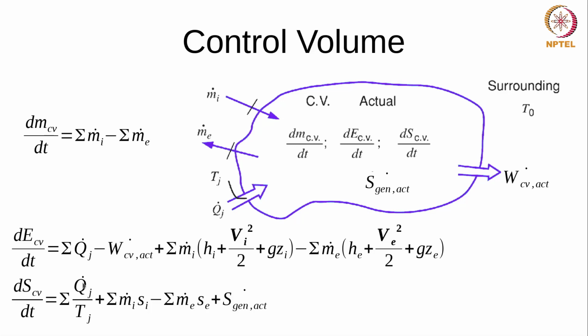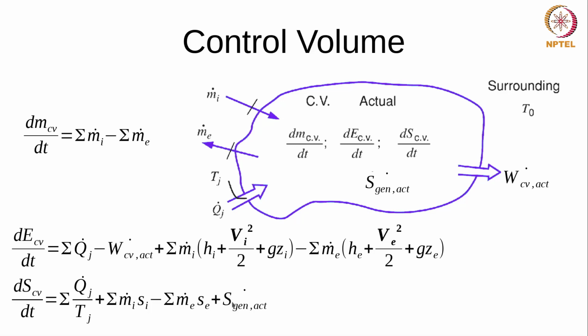Q is negative when heat goes out, which means this term will be negative. So because of this term alone, the contribution will be either positive or negative here. In addition, because we have mass coming in and going out, it can bring in or take out entropy. So we have sigma m_i dot into the specific entropy which is brought in by this mass, minus sigma m_e dot into the specific entropy which is taken out by this mass.